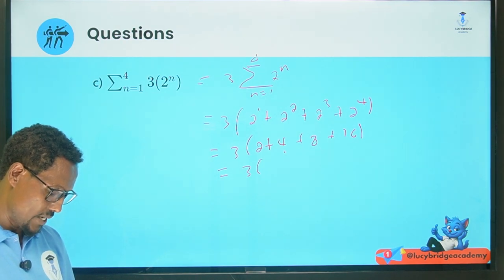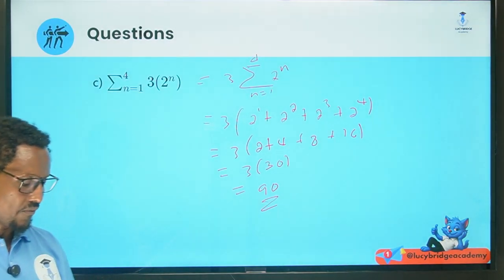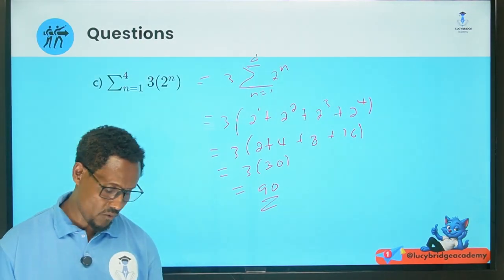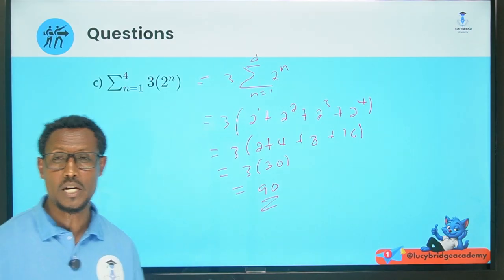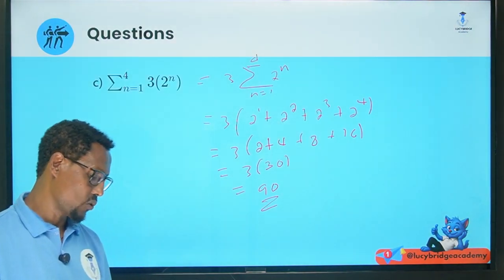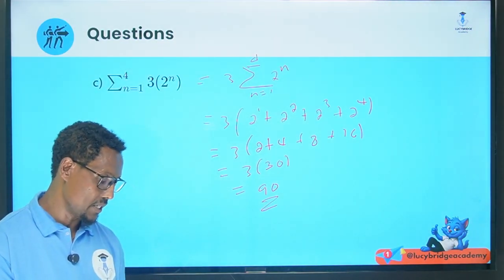24 plus 4, 28 plus 2, 30. So the answer is 90. The sum of the first 4 terms of this sequence is 90. I think it is not a convergent sequence; we will see it in the next video. It's a divergent sequence. Okay.